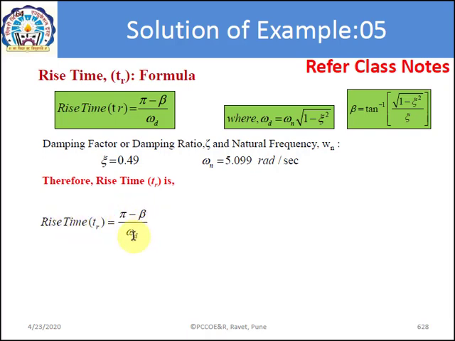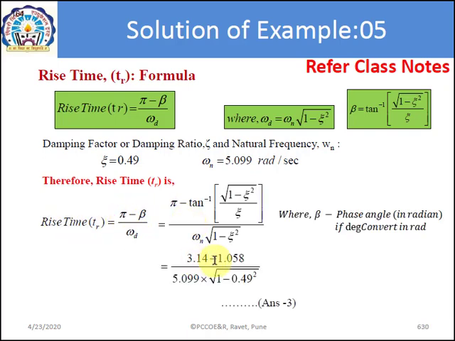If you substitute the values of omega d and the phase angle beta in the formula of rise time, pi minus beta over omega d, then you will have 3.14 minus 1.058. So carefully you have to substitute this value. When you calculate using the beta formula, tan inverse of under root 1 minus zeta square over zeta, it gives a degree value. You have to convert this degree value into radian, and then you will get 1.058. Most of the time we make the mistake here while substituting the value of beta.